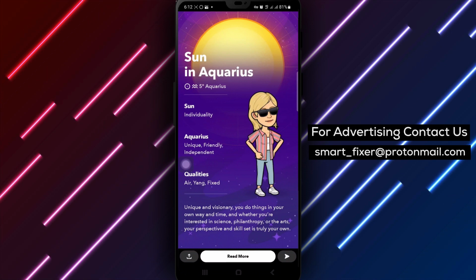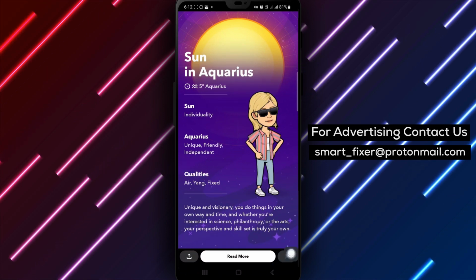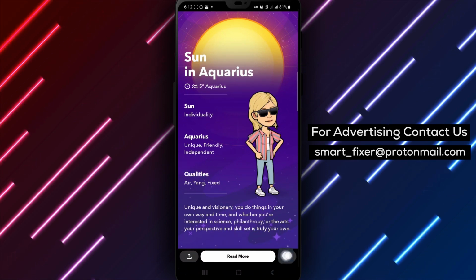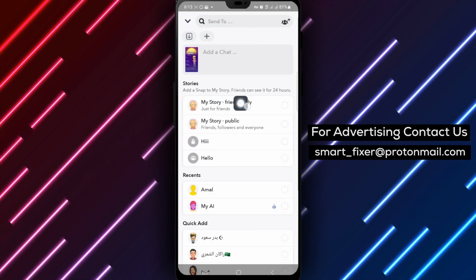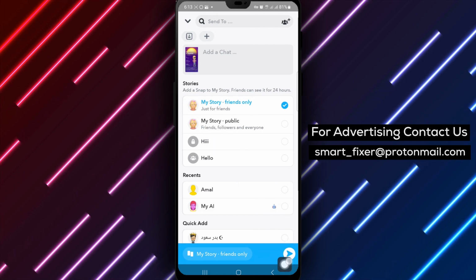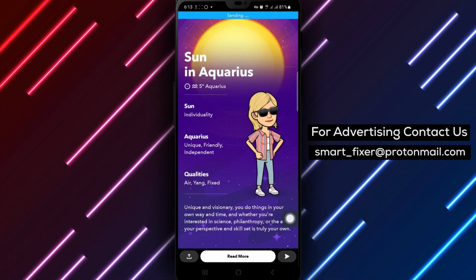By following these step-by-step instructions, you can easily share your astrology profile on Snapchat and connect with others through the intriguing world of astrology. Thank you for exploring this feature with us. Enjoy sharing your astrological insights with your friends and followers on Snapchat.